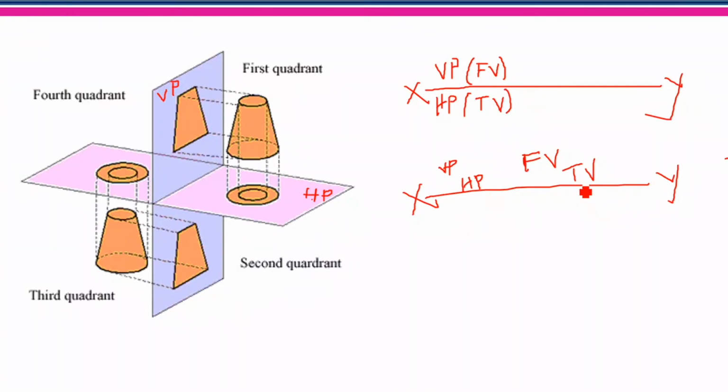If both the views are overlapped with each other, will you be able to observe the drawing clearly? It cannot be observed clearly. The same thing happens even in the fourth quadrant. Let us skip the third quadrant. If I write fourth quadrant and you have the XY line, where will you have VP and HP? Both will be below the line. So you will have both the front view and top view overlapping below the line.